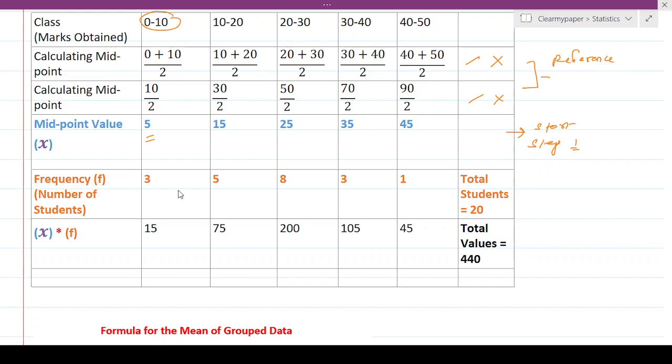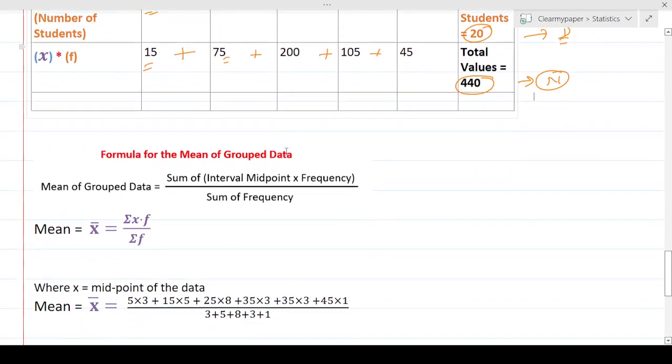Okay. And the frequency of students is already given here. So this is given, and this total number is going to be your denominator. When you multiply these 2 numbers, 5 into 3 is 15. Then you multiply these 2, then these 2, and then these 2, and then these 2. You get these numbers, and when you add them up, you get 440. That's your numerator.